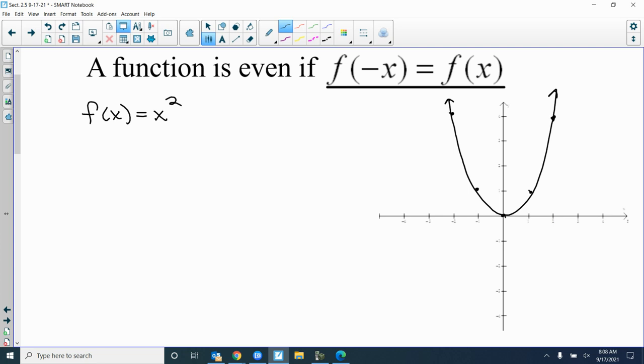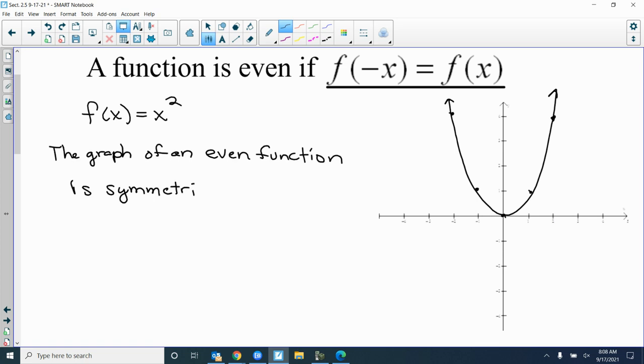The graph of an even function will be symmetric about the y-axis. So the graph of an even function is symmetric about the y-axis. All right, so here's what's happening for an even function.